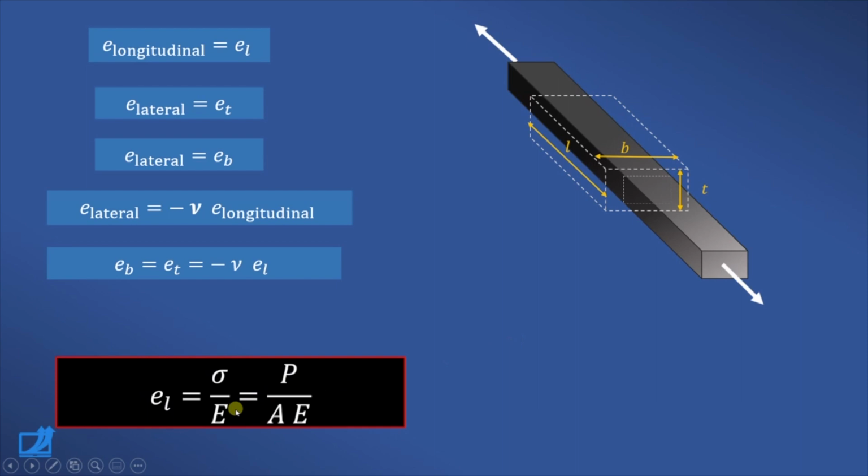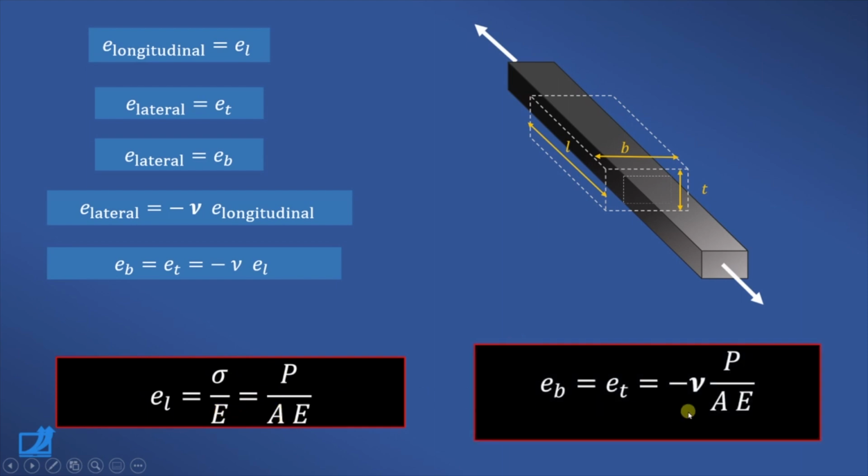So remember, longitudinal strain is P upon AE and lateral strain is nu times P upon AE. Longitudinal means along the line of force, and perpendicular to the line of force means strain in width and strain in thickness. Strain in width and strain in thickness are both lateral strains, nu times P upon AE.